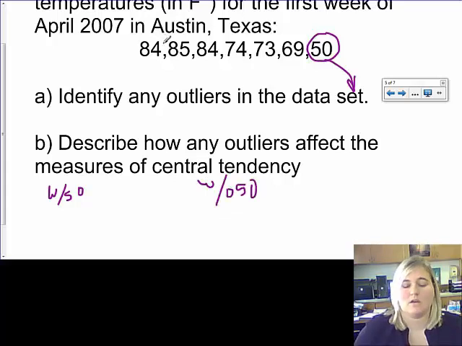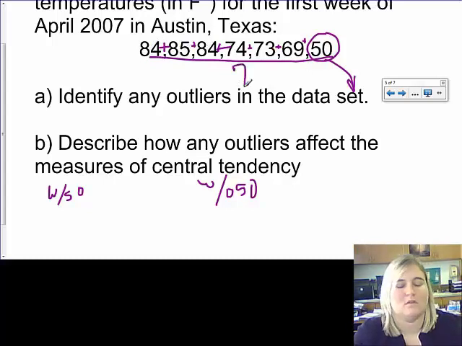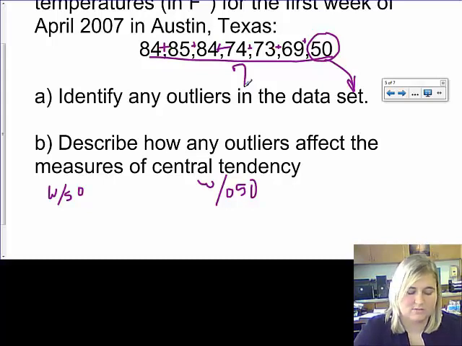Okay, so we know that we would add all these up and divide by the number of numbers. If we were going to do it with 50, we would include 50 in that sum. We would include it for the denominator of what we're going to divide by. So with 50, we have 1, 2, 3, 4, 5, 6, 7 that we're going to divide by. So when I add these 7 numbers, I have 84 plus 85 plus 84 plus 74 plus 73 plus 69 plus 50, which gives me 519 divided by 7, which is 74.